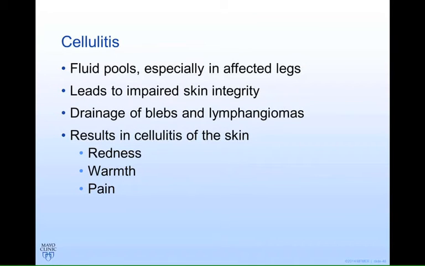Cellulitis can be a huge problem, especially because of fluid pools. The blood return is impaired. Then that leads to impaired skin integrity. Little cuts in the skin that normally would heal quite well can lead to infection. Draining blebs and draining superficial lymphatic malformations can predispose you to cellulitis. And that can really result in a lot of redness, warmth, and pain. And a lot of people are able to tell that their cellulitis is coming on. And in that scenario, we often just have them have their rescue antibiotic at home, and they know to use it at the first sign of cellulitis.